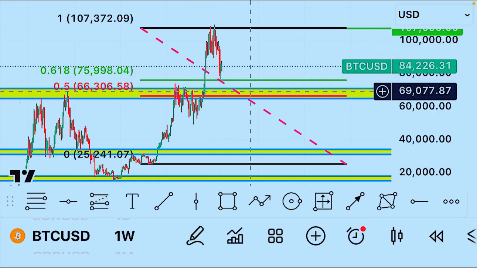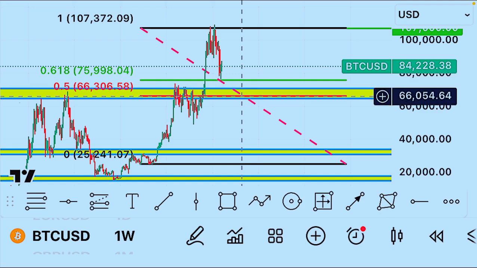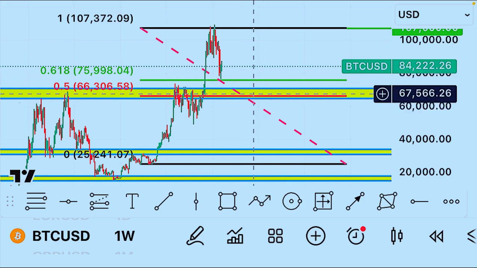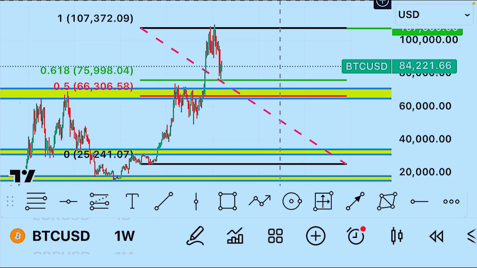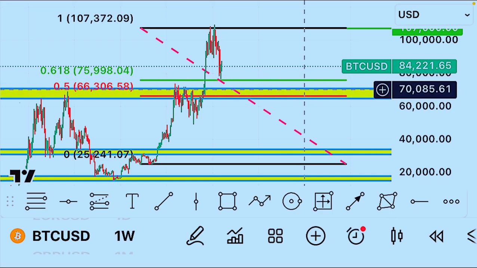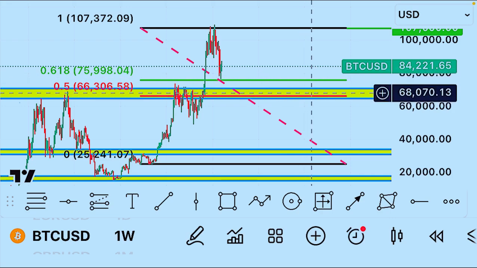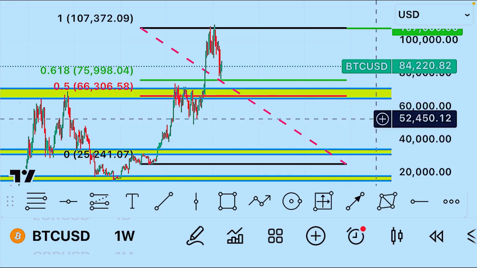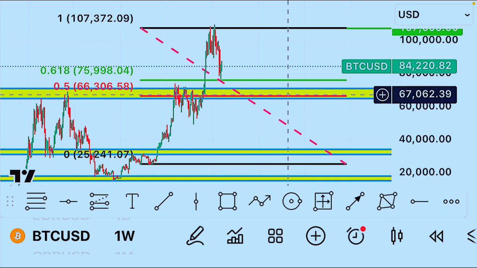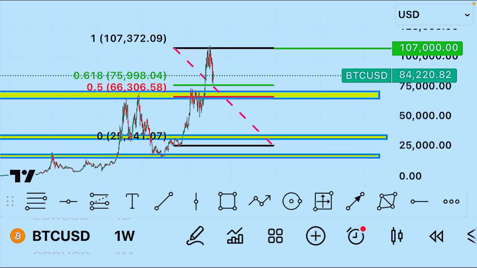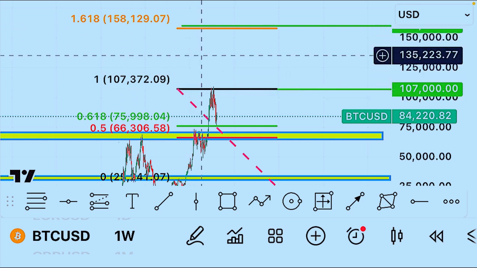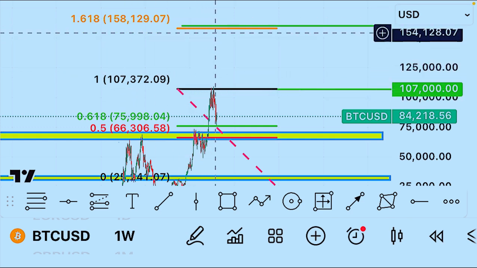We might see a further decline into this yellow bar, that is the 50 and 61% retracement area. So we might see further decline in the coming weeks into $66,000. If you are able to sustain above this area, then Bitcoin is going to continue its bullish momentum. If this area holds, then we'll be looking for a buy opportunity. If this demand area holds, then Bitcoin is going to give another all-time high into this extension level of 160.